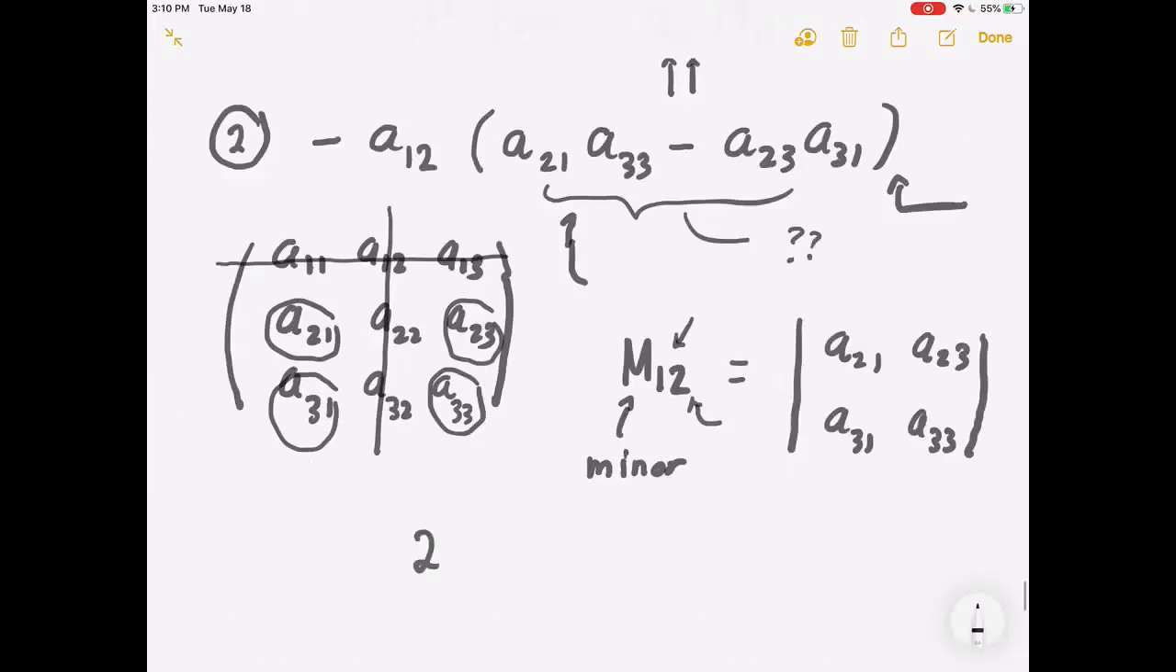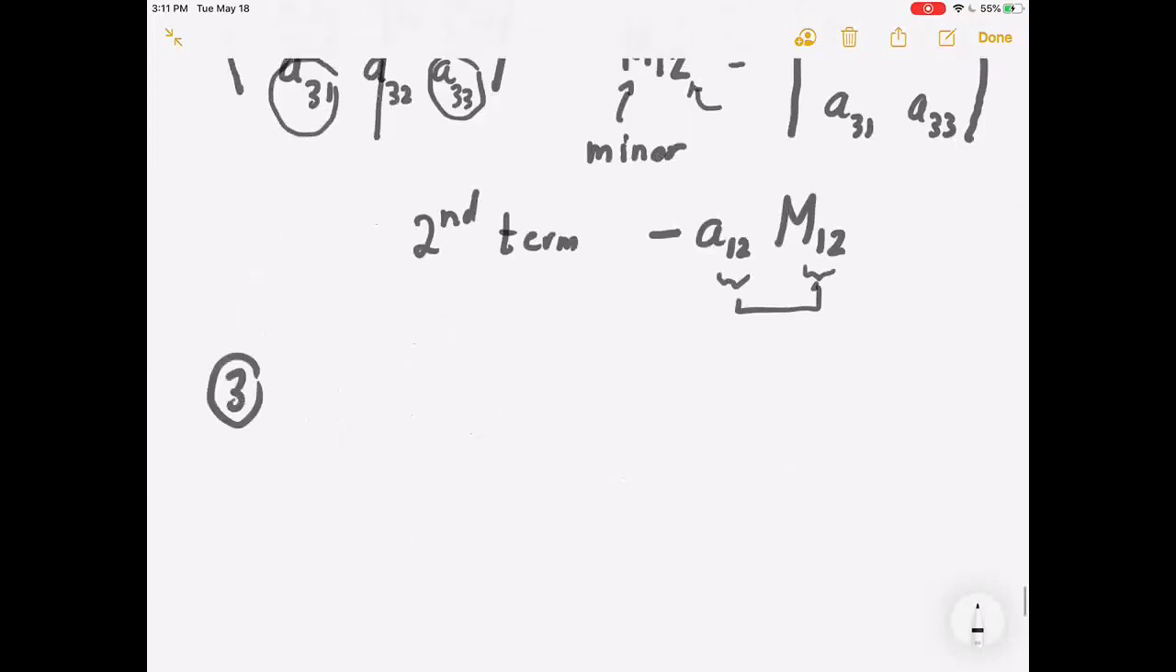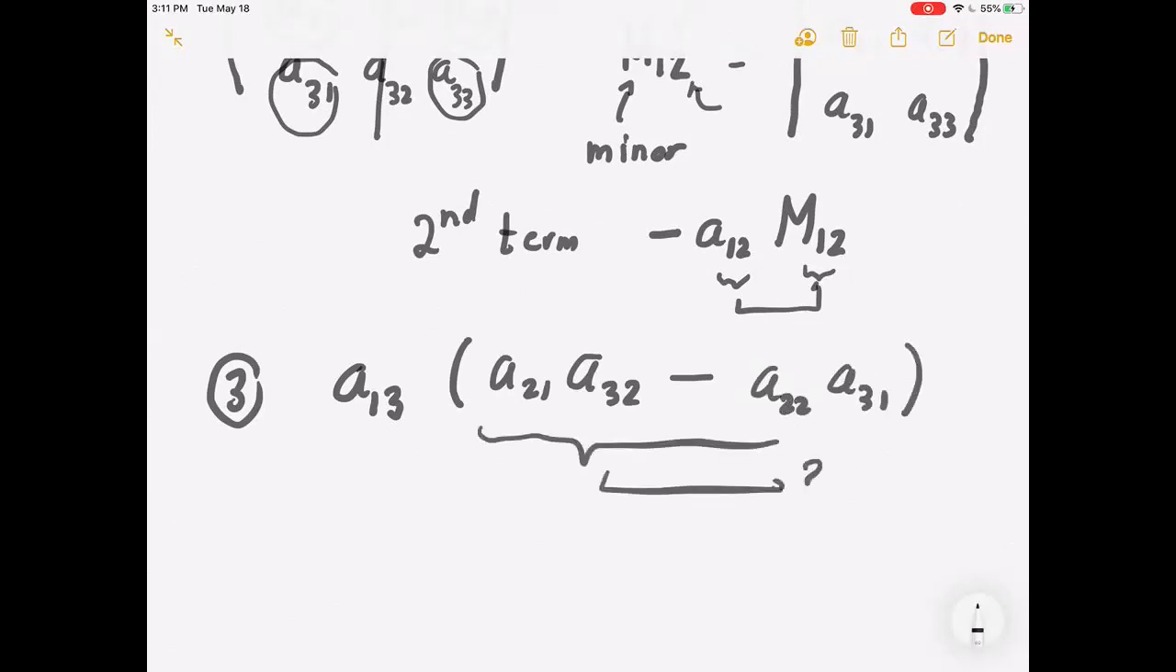So the second term is going to be minus a sub 1,2 times the minor M sub 1,2. And again, it's no accident those subscripts are identical. So you can see the game we're playing now. Let's look at the third and final term. It has a sub 1,3 times, inside parentheses, a sub 2,1 times a sub 3,2, then a minus sign, a sub 2,2 times a sub 3,1. And the game is, what is this guy in parentheses?